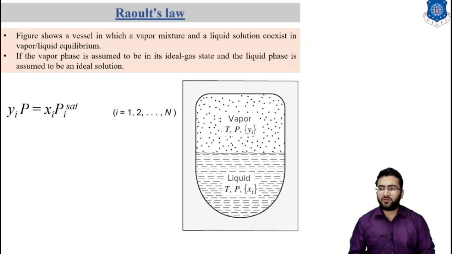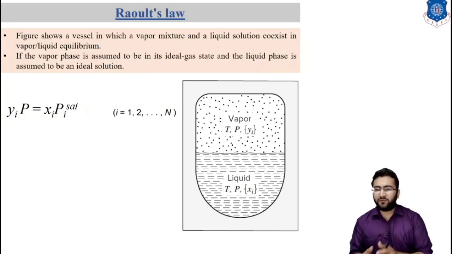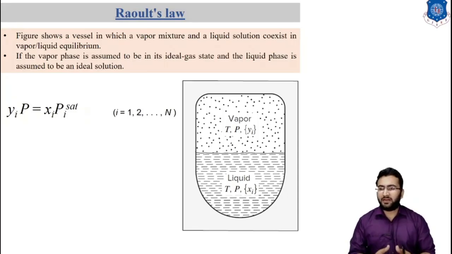This figure shows a vessel in which a vapor mixture and a liquid solution coexist in vapor liquid equilibrium. If the vapor phase is assumed to be an ideal gas and the liquid phase is assumed to be an ideal solution, then we can apply Raoult's law and calculate the mole fraction in the vapor phase and liquid phase.